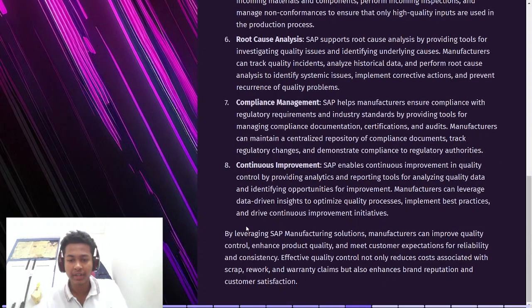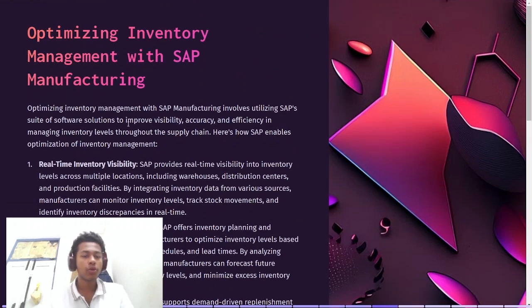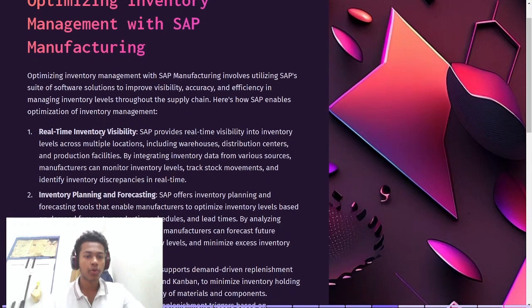Let's go to the next slide. Here we will talk about optimizing inventory management with SAP manufacturing. So SAP manufacturing will help you understand and improve your resource optimization and inventory management. So, real-time inventory visibility. Because of SAP, you will always know what you have and what you do not have, so that it will help you plan.